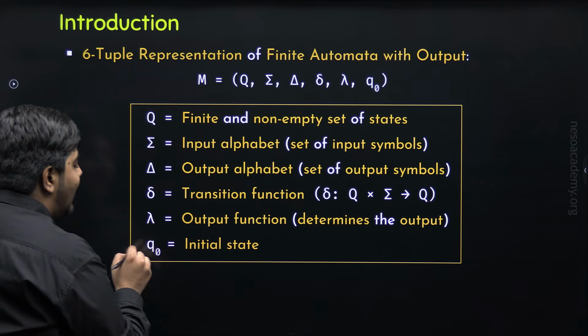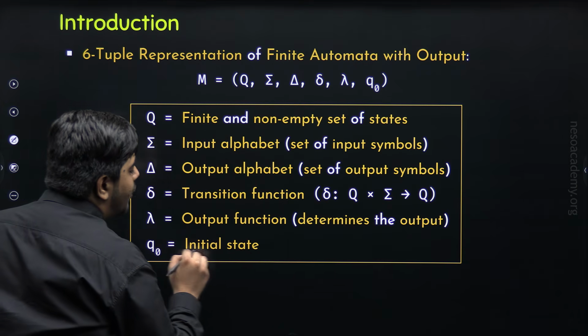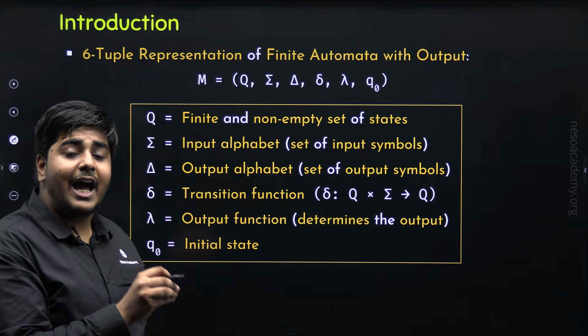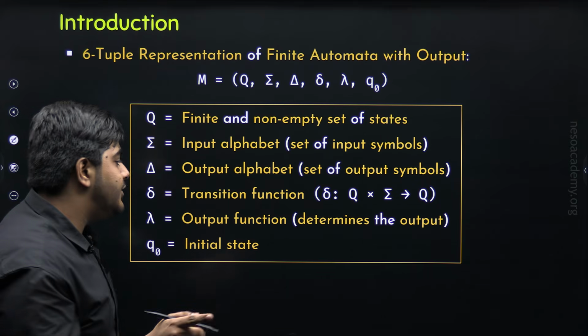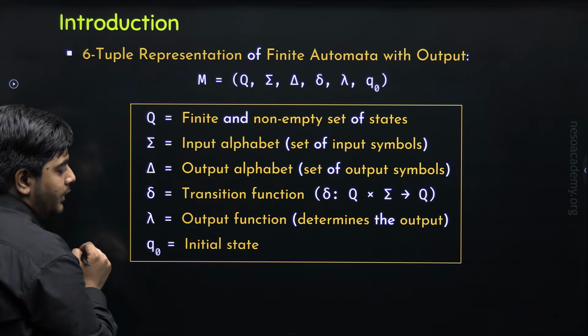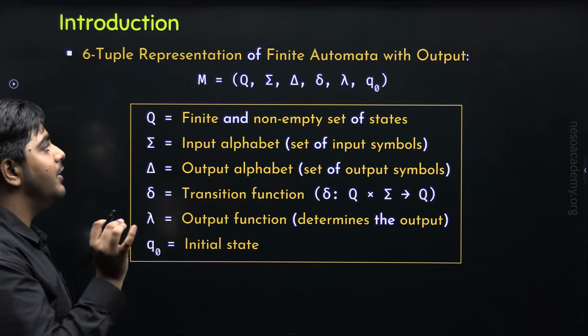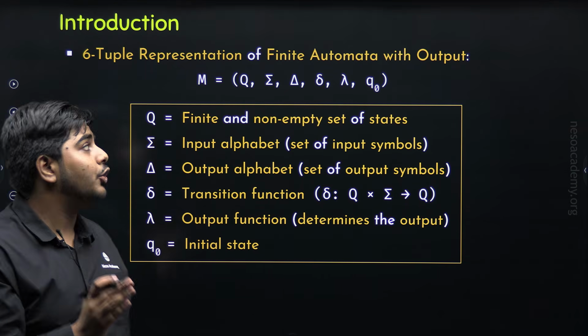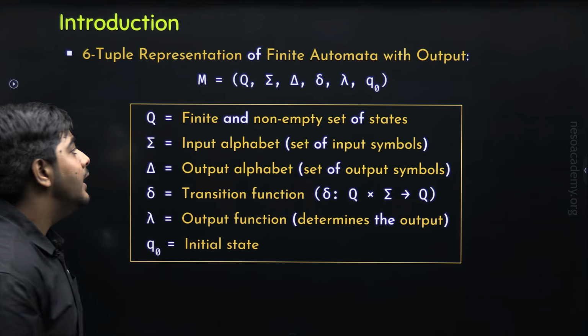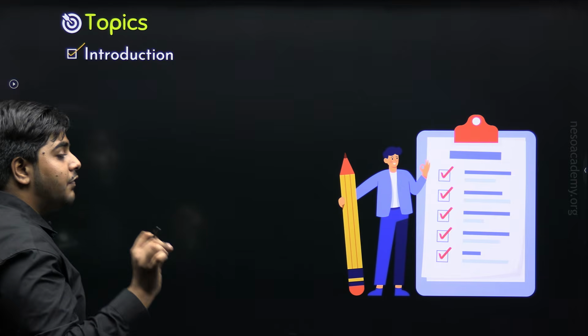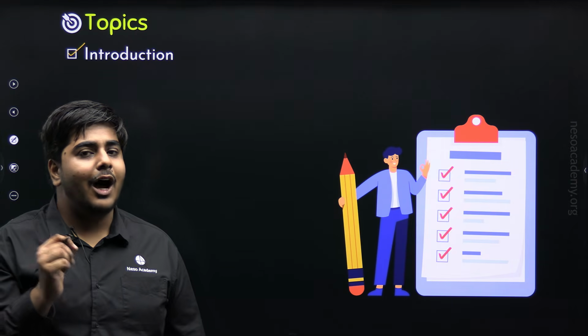Now the last element is Q0, which is called the initial state. So the initial state that we will have in our transition diagram is represented by Q0. So these are the 6 elements, and this was the 6-tuple representation of finite automata with output. In this way, we are done with our topic, that is Introduction to Finite Automata with Output.